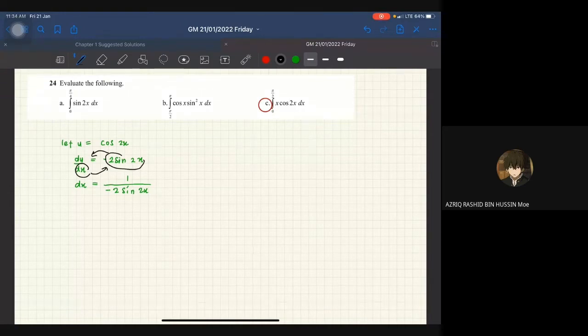Alright, so now let's substitute dx that we have over here into kita punya original question. So we have from 0 until pi over 2 and then kita ada x. So x kita tak substitutekan apa-apa lagi. So let's x be x and then cos 2x dah jadi u and then we have dx as negative 1 over 2 sine 2x. Yes. Okay. So, kalau tengok soalan ni sekarang, ada tak apa-apa lagi yang kita boleh permudahkan? Azri? Can we like simplify this one?